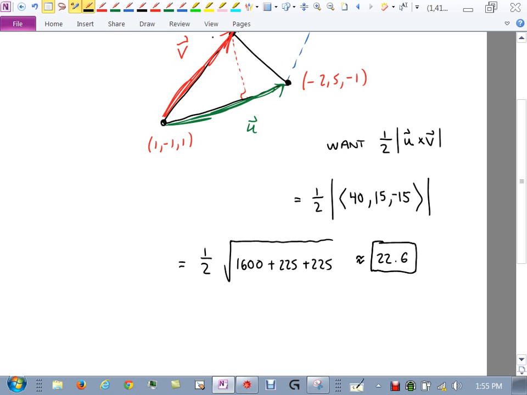Any questions? That's right. On example 6, I give you two vectors. You just cross them, take their magnitude. That's the area. Okay, let's move on.